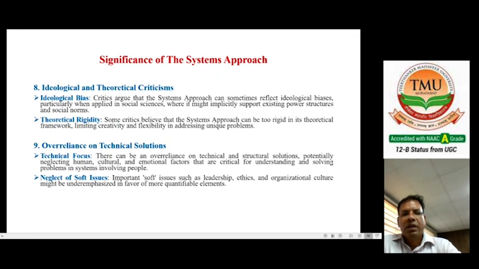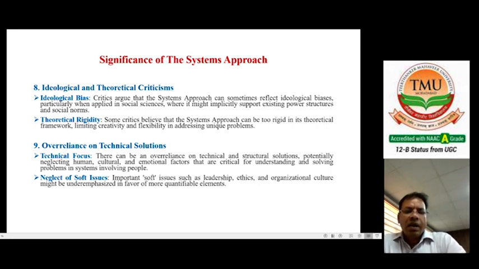This is a very important part of the system approach. Next is ideological and theoretical criticisms. Ideological bias: critics argue that the system approach can sometimes reflect ideological bias, particularly when applied in social sciences, where it might implicitly support existing power structures and social norms. Theoretical rigidity: some critics believe that the system approach can be too rigid in its theoretical framework, limiting creativity and flexibility in addressing unique problems.